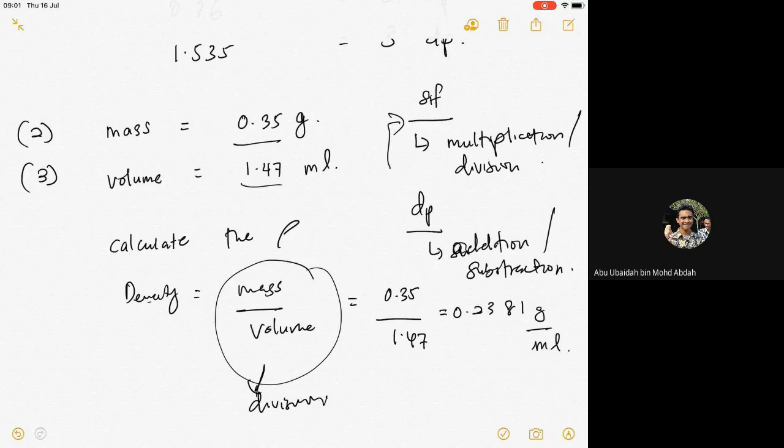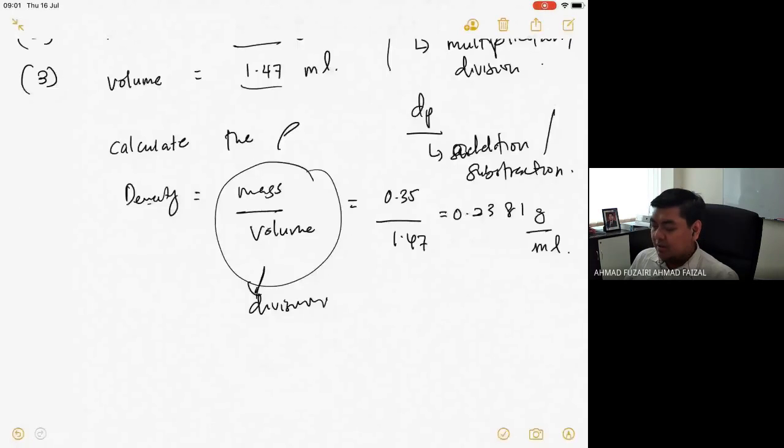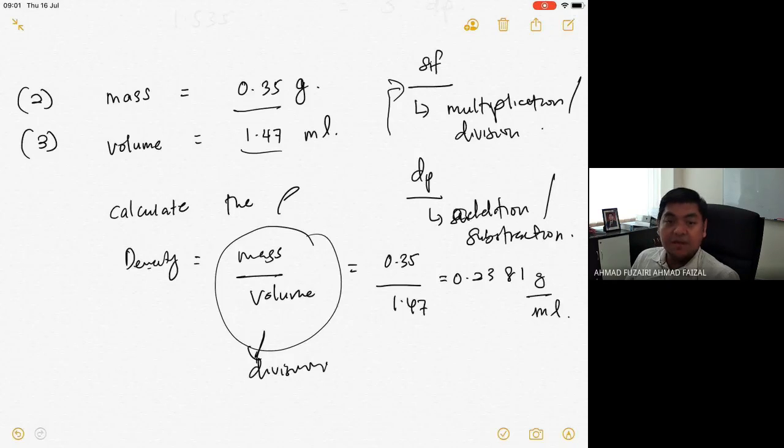Betul tak? Betul. Okay, so berapa jawapan yang boleh diterima untuk jawab soalan ni? Kalau saya jawab 0.381, atau saya jawab 0.3323, sebab soalan dia nanti calculate the density of the object that follows the significant figures. Maksudnya dia suruh follow significant figures punya method.